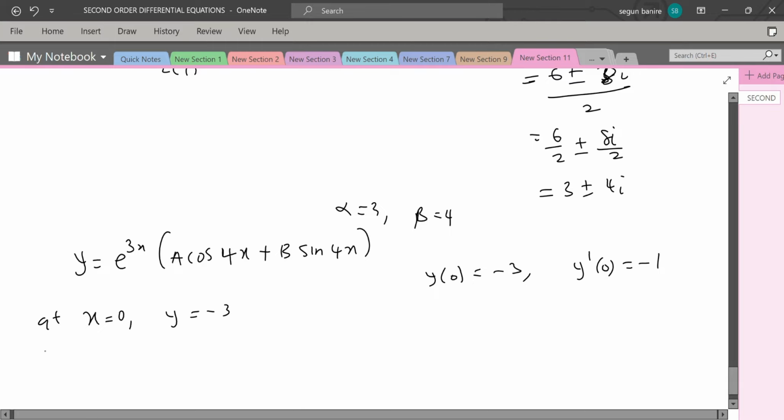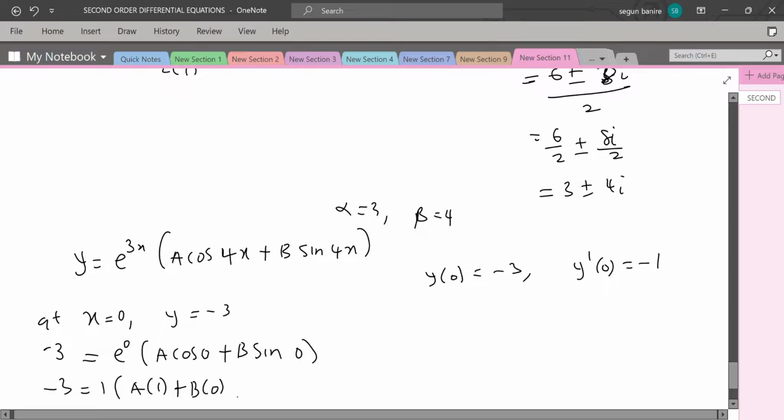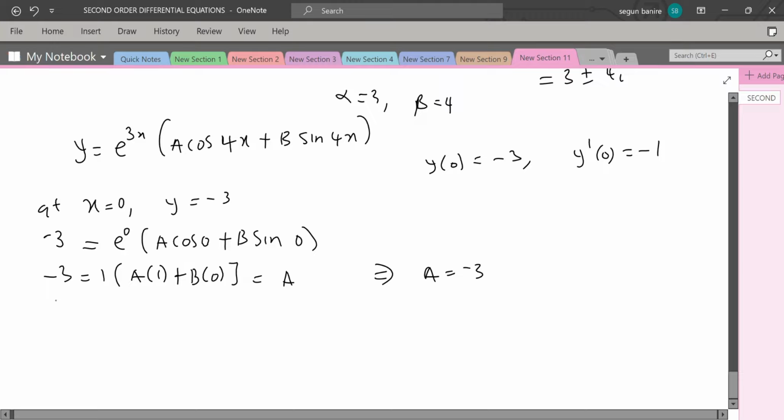So we put minus 3, and then for x you put 0, and then you get exponential 0 into a cos 0 plus b sine 0. What is exponential 0? It is 1. Cos 0 is 1, and sine 0 is 0. So the only person that will survive this erosion is only a. So it means that a is equal to minus 3. Now let's use the other one.